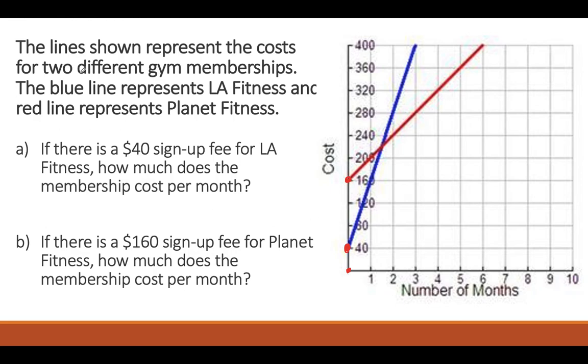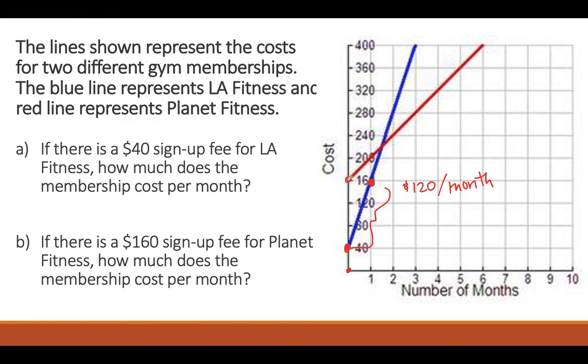In this scenario, we're talking about gym memberships and which gym membership you would choose. It might seem like you would want to pick the blue one because it has a smaller starting fee at $40. But then the monthly cost for the blue one is actually way more than the red one because it's steeper. It starts at 40, but after 1 month, it goes from 40 all the way up to $160. So that's an increase of $120 in 1 month.